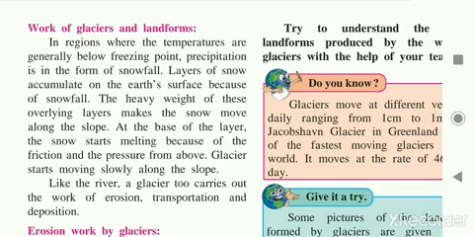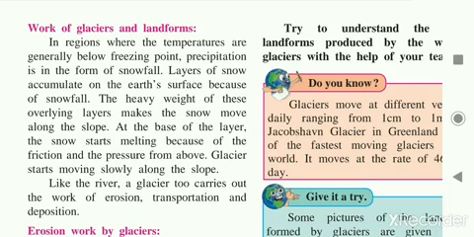You see, first, what is a glacier? A glacier is a huge mass of ice moving down the slope of a mountain. It is known as a glacier, and glaciers are mainly in solid state. Mainly, glaciers are found in the regions where the temperatures are generally below freezing point. For example, in India, in the Himalayan regions, glaciers are found. Also in Greenland and the continent of Antarctica, where the temperature is below freezing point, glaciers are found.